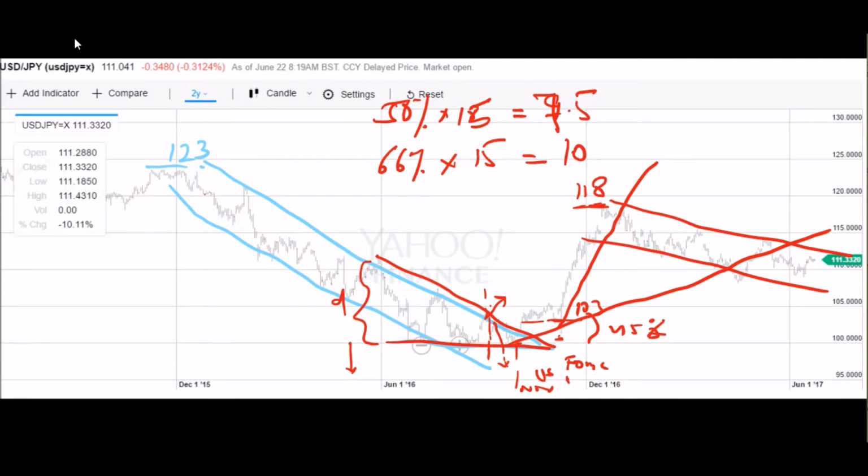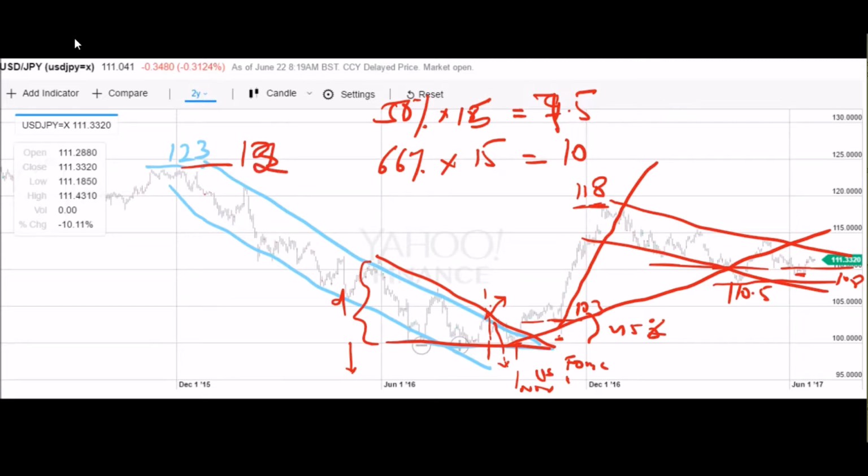So the move from 103 to 118, 50% of that would be 118 minus 7.5, which would be 110.5, which is roughly here. So this is 110.5. 66% would be 108, which, I think, stops here. So we see that the dollar yen sustained the 66% support. It has held the 50% support.